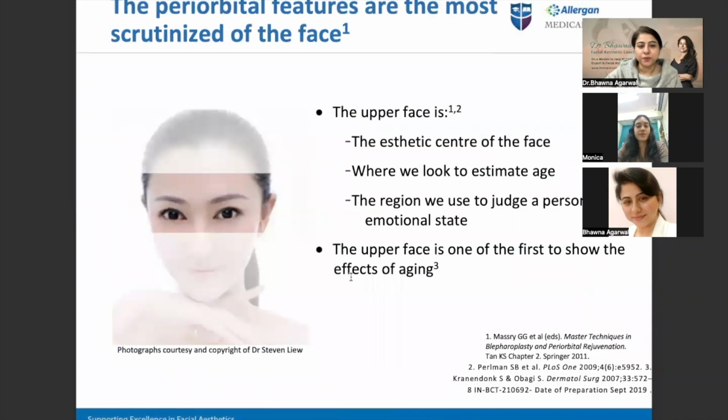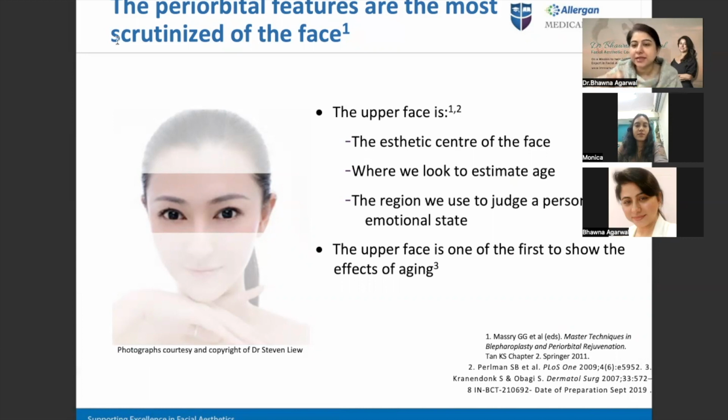Right. So now the upper face is mostly judged and scrutinized because, first of all, whenever you talk to someone, it is the upper half of the face that you're looking at, looking at eyes, and then indirectly, it is the forehead also. So it is the aesthetic center of the face. And it is the area also where your age gets reflected. You can estimate the age of a person just by looking at their eyes and their forehead and the quality of the skin. And it is the region we use to judge a person's emotional state also.